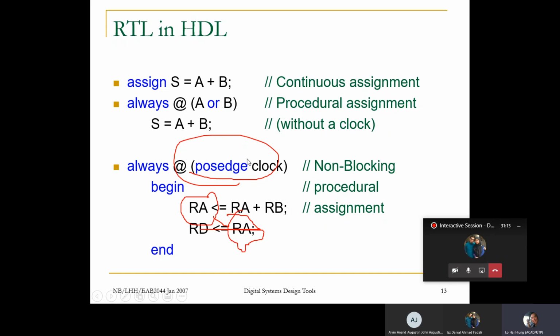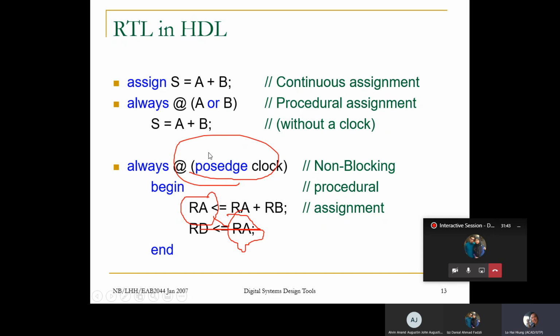Until the flip-flop is triggered. If the flip-flop is not triggered, the value at the input of the flip-flop will not be passed to the output of the flip-flop. So this is to mimic the hardware. Look at this RA plus RB as the input of the flip-flop. The operation at the input of the flip-flop will still happen, but the value will not pass to the output of the flip-flop until there is a positive edge of the clock.